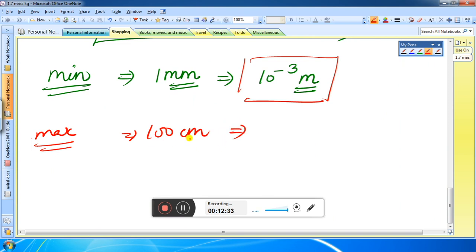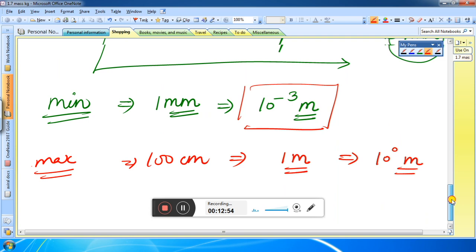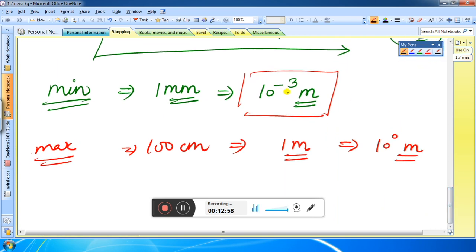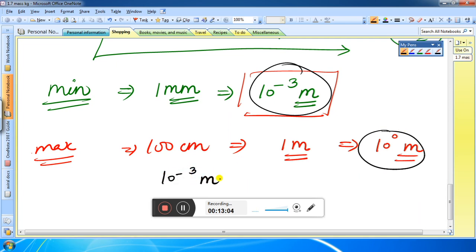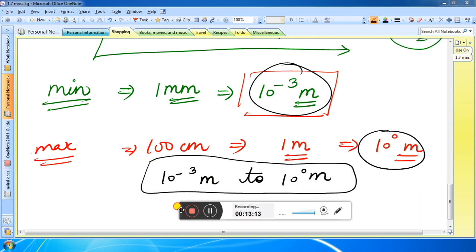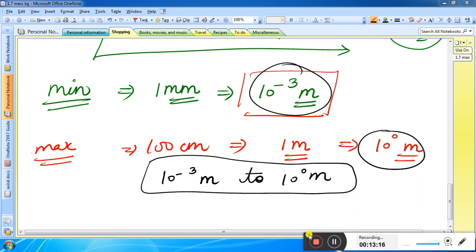But children, 100 centimeter is equal to 1 meter, and if you write 1 meter in exponential form, how can you write it? You can write it like this: 10 to the power 0, it will be 1. With the help of this and this, I have written the range of the meter scale, that it could measure from this to this meter. I hope that now you would not have any problem in understanding this range.